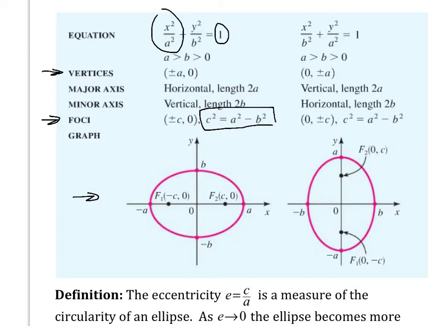Now if the foci are along the y-axis, then the bigger number will be below the y squared term. So that's how you tell: whichever term has the bigger number below it. And also you have to have 1, don't forget about that. In which case the vertices will be at (0, ±a), and the foci will be at (0, ±c), and you still use the same equation, c squared equals a squared minus b squared. That relates the coordinates of the foci to the coordinates of the vertices to the coordinates of the endpoints of the minor axis. Anyway, one more thing here before we do some problems.